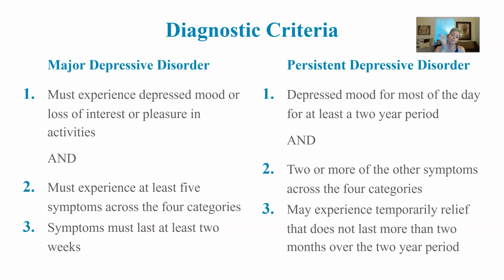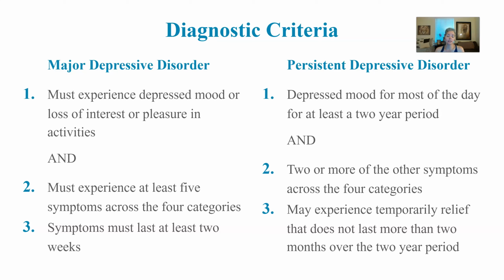Once those extend beyond 2 years, that might actually qualify you for persistent depressive disorder. So the time frame during which you experience these symptoms is what differentiates between these 2 diagnoses. Additionally, instead of having to have 5 symptoms across 4 categories, for persistent depressive disorder, you have 2 or more symptoms across the 4 categories.